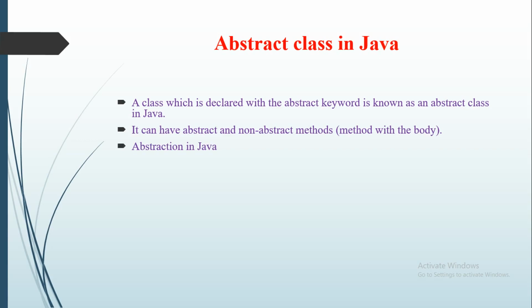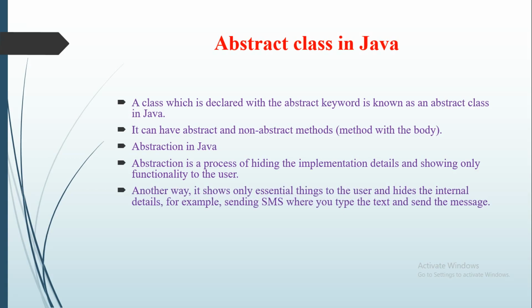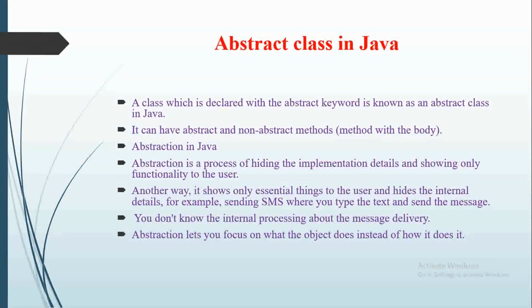So what is abstraction in Java? Abstraction is a process of hiding the implementation details and showing only the functionality to the user. Another way to put it, it shows only essential things to the user and hides the internal details. For example, sending an SMS, where you type the text and send the message. You don't know the internal processing of the message delivery. Abstraction lets you focus on what the object does instead of how it does it.